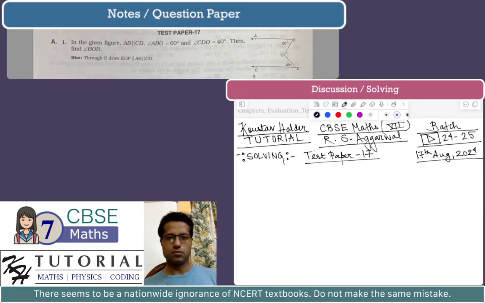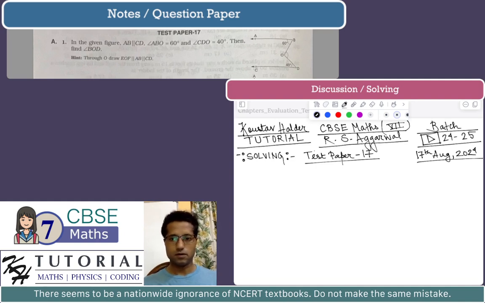Okay, so I have the questions of test paper 17 on the top of the screen, and on the right hand side I will solve the problems. Some problems might be familiar and similar to the objective type questions, but anyway, it's always a good practice to solve a lot of problems. Okay, so let's start solving the problems.